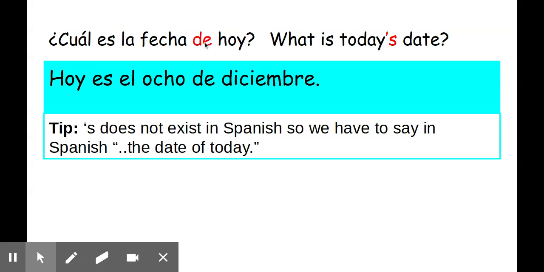¿Cuál es la fecha de hoy? Please note that the apostrophe S in English does not exist in Spanish, so we have to say, ¿cuál es la fecha de hoy? Rather than what is today's date. And the answer is, hoy es el 8 de diciembre. Today is the 8th of December. Note that the months are not capitalized in Spanish.